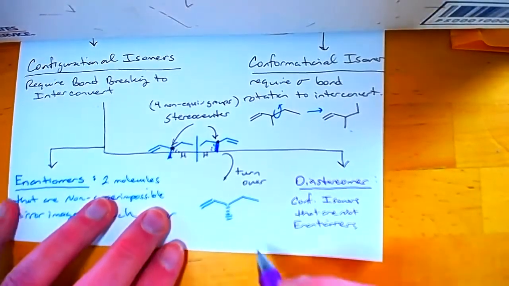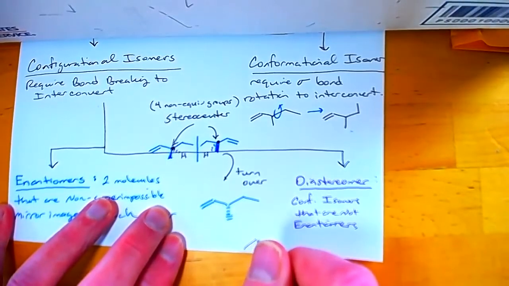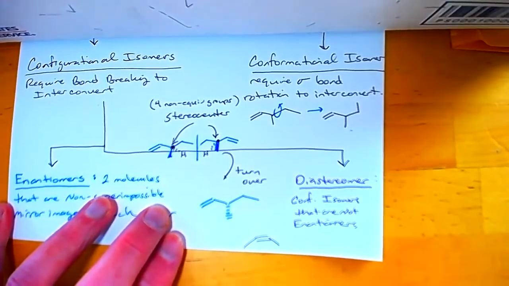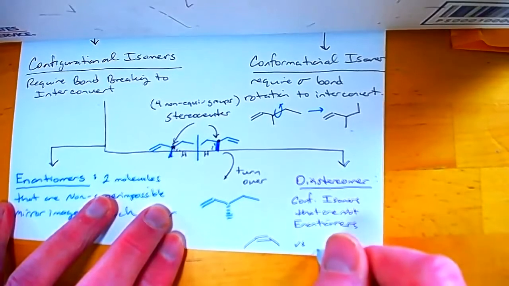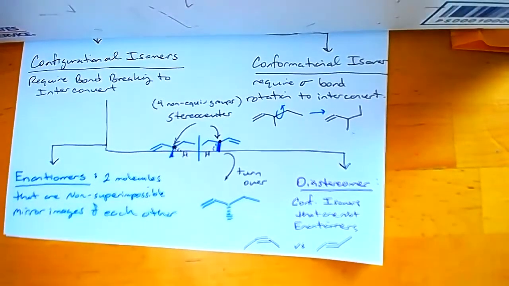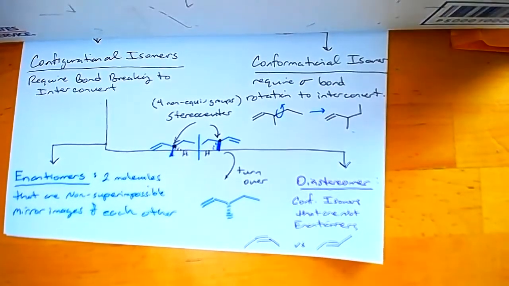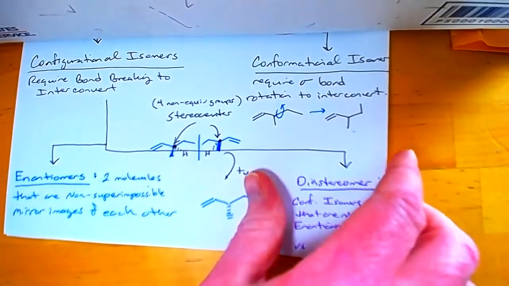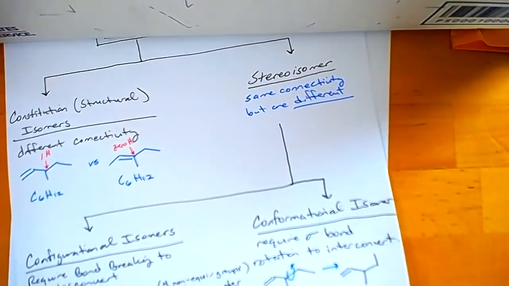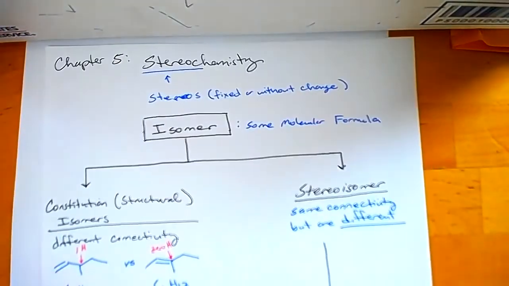So for instance, if we had a compound where you had this cis compound versus this trans compound. Okay, both of those would require bond breaking to interconvert because you can't rotate around a pi bond. But they're not mirror images of each other. So they would fall into this camp by default. All right, so that breakdown goes through everything that you would need to know as far as classifying a molecule based on its stereochemistry.